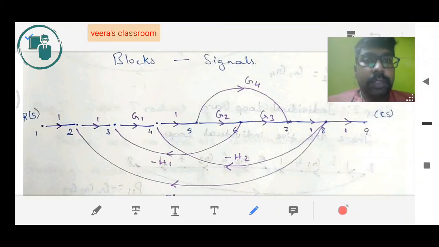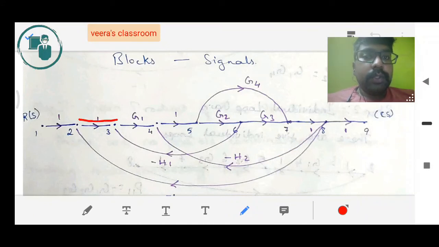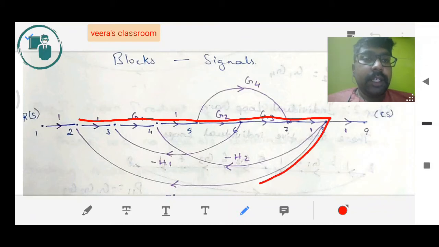The next one is going to be, it starts from 4, goes to 5, 6, 7, 8 and comes back to 4. This is individual loop gain number 2. The third one, it starts from 2, goes to 3, 4, 5, 6, 7, 8 and comes back to 2. This is individual loop gain 3.